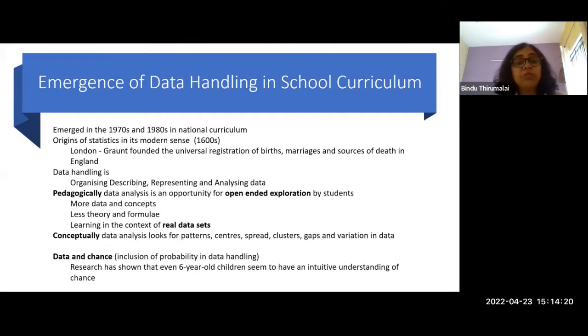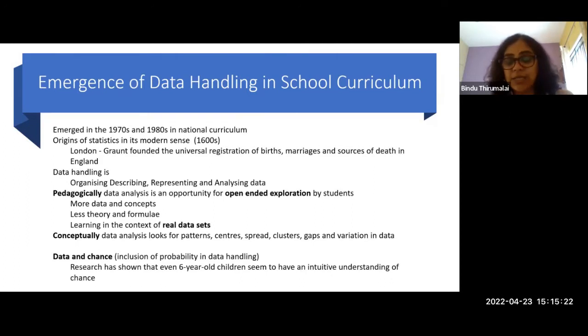Conceptually, data analysis, what is it doing conceptually in mathematics for us? It's really looking for patterns. It's trying to understand what is called reducing data. So you have a whole lot of data. How do you summarize or reduce this data? That is by understanding the center and the spread. When we say center, we talk about averages, mean, median, mode. And when we talk about spread, we talk about how spread out or clustered the data is. Where are the gaps? What are the variations in this? We need to understand this from data handling.